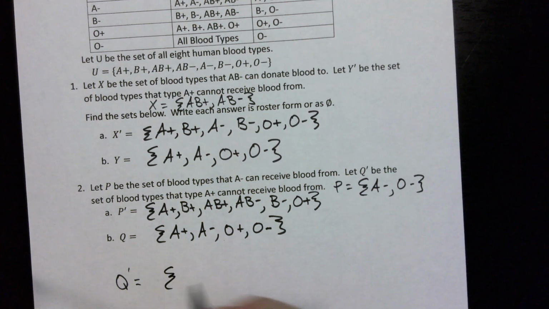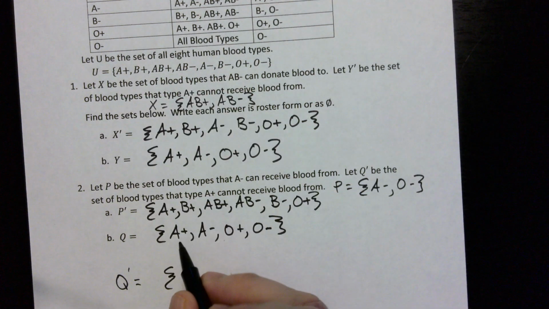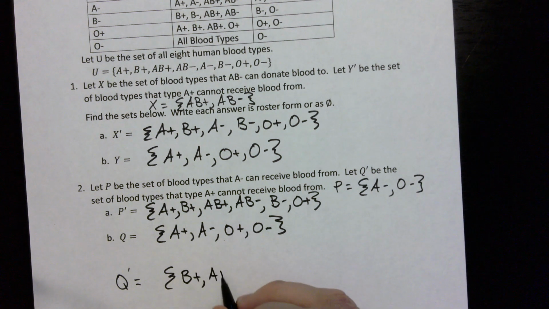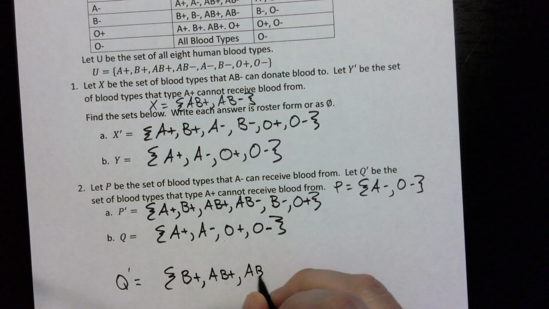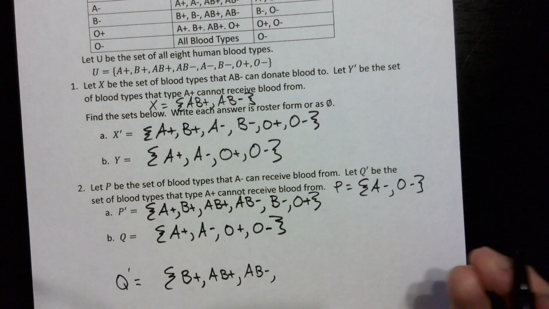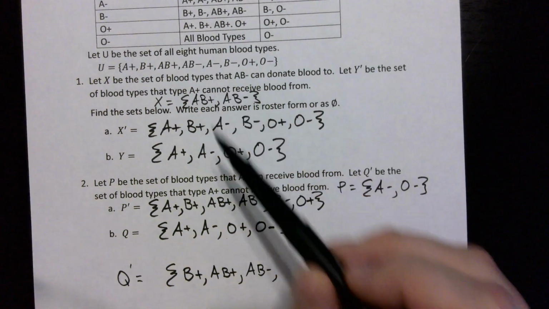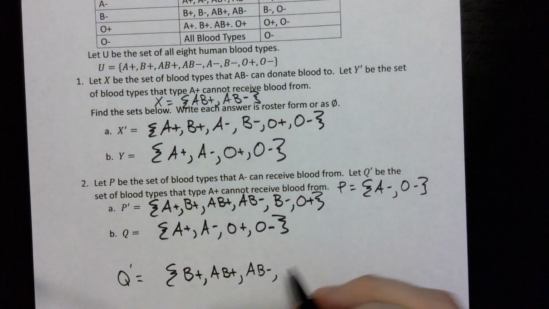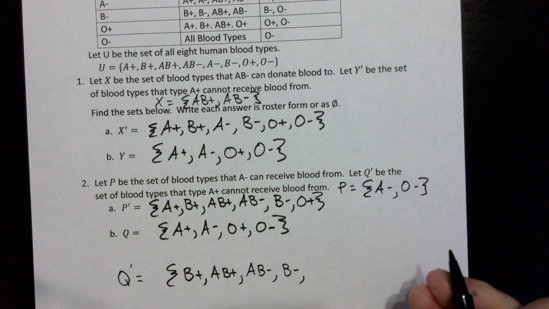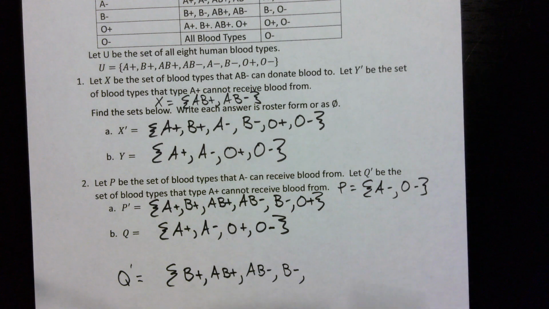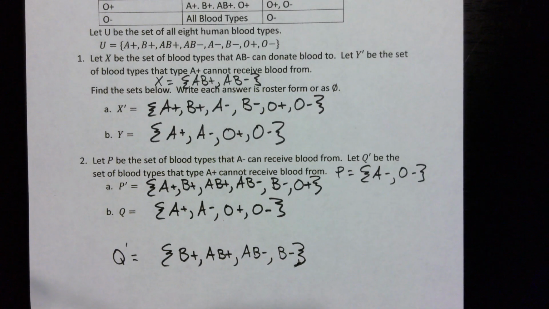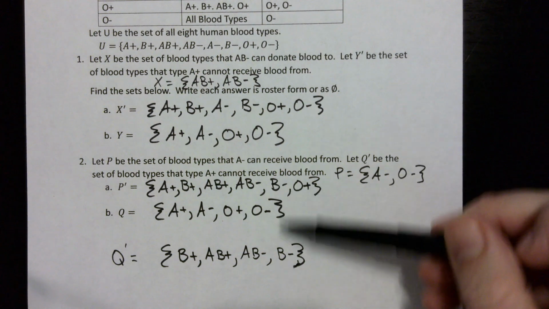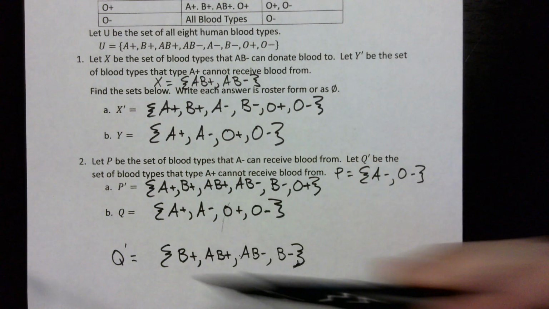So that would be no A plus because it's here. B plus is included. AB plus is included. AB minus, AB negative is included. A minus is not included because it's here. B minus, B negative is included. And the two O's are not included, so this is it. And there are all the elements in Q complement. If you combine these together, you should get all 8 blood types, and you do. So that's it.